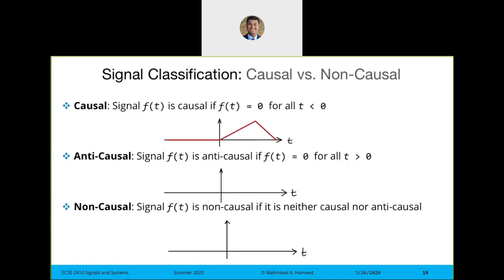How about anti-causal? It is just the reverse. So you may have something like this, but it will be 0 for time that is greater than 0. And a non-causal signal is neither causal nor anti-causal. So it is something like this.